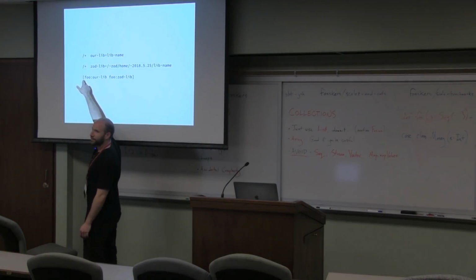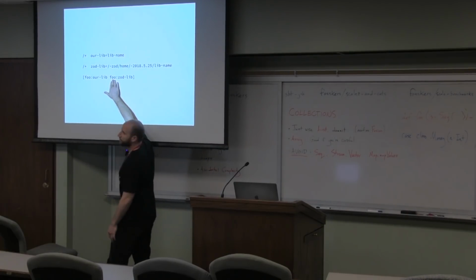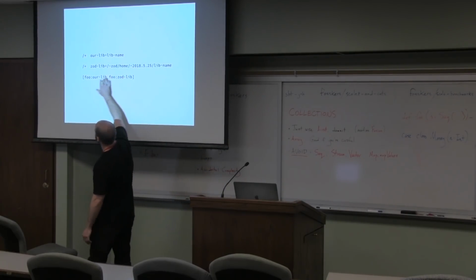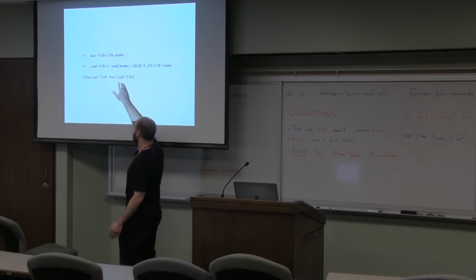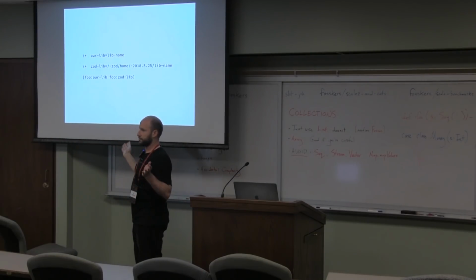So if there's some symbol foo, you can pull that out of ourlib. You can also pull out foo from zodlib. This here just makes a pair of those 2 things. And those are totally separate things, no conflicts.